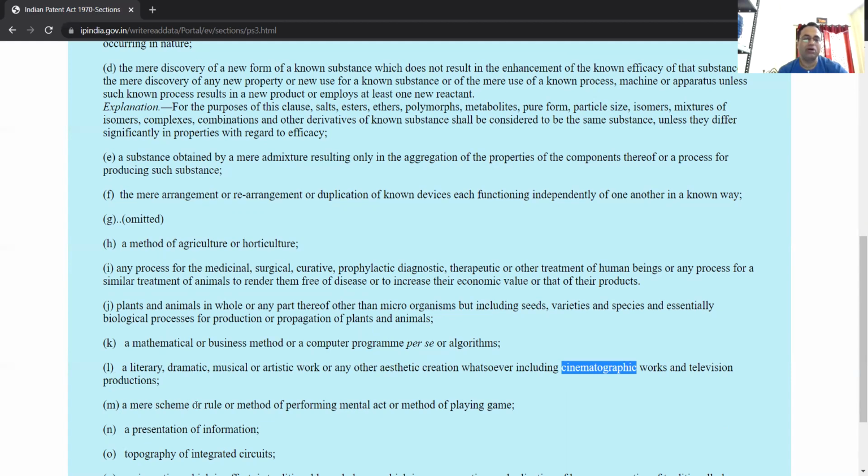A mere scheme or rule or method of performing mental act or method of playing game is not patentable. You cannot patent that I am going to patent a movement of a chess. I will play these steps and others cannot play these steps. You cannot say that I play football in a particular way and therefore I have a patent and others cannot play the football in the same way. So these are not patentable.